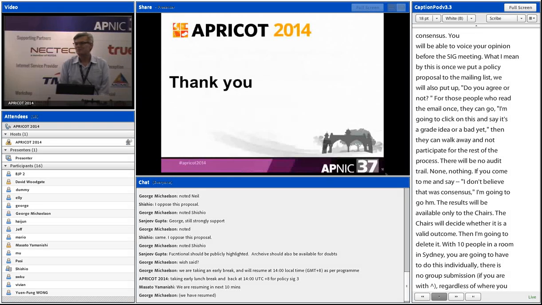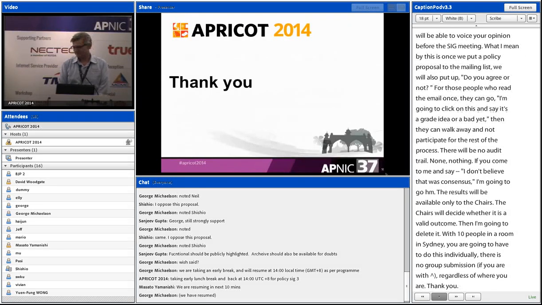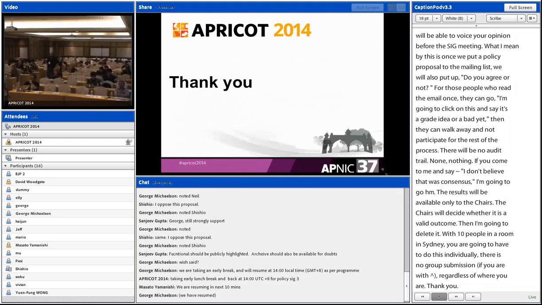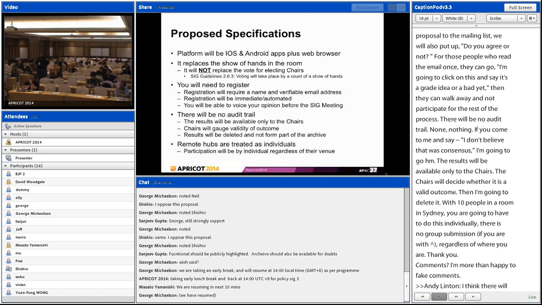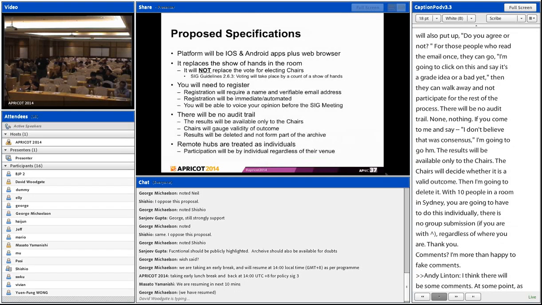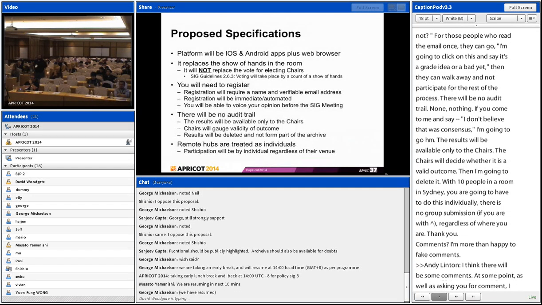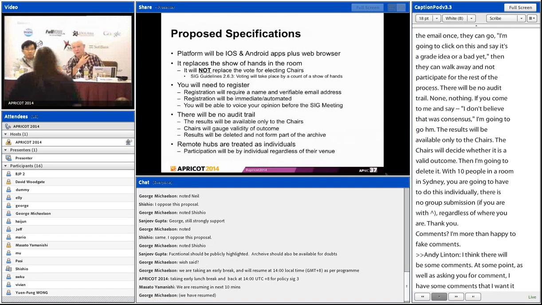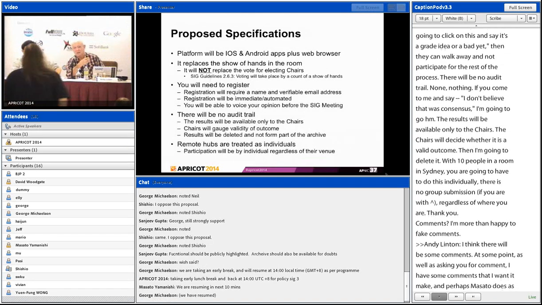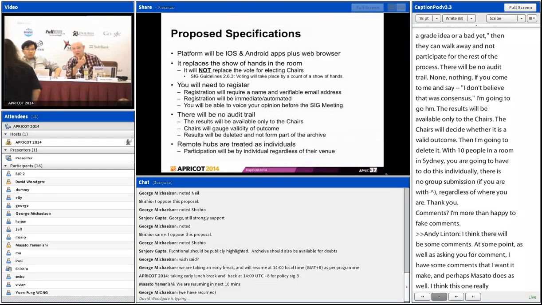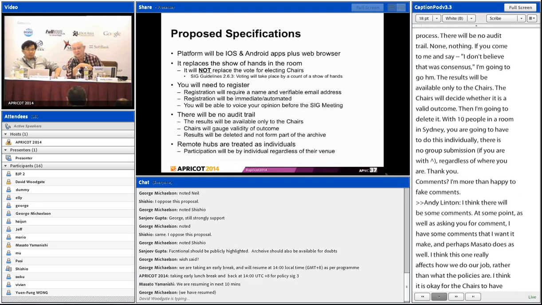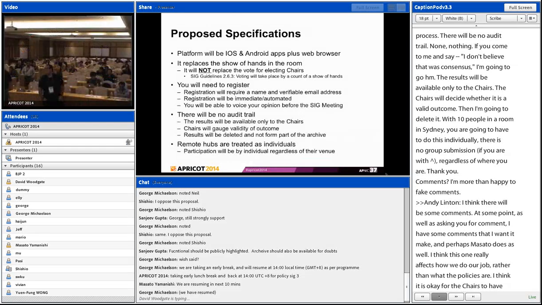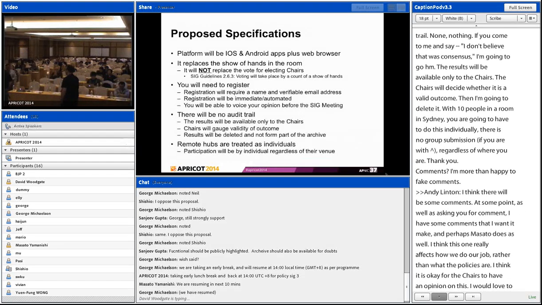Comments? I'm more than happy to take comments. I think there'll be some comments, and I think at some point, as well as asking you for comments, I know I have some comments that I want to make, and perhaps Masato does as well, because I think this one really affects how we do our job rather than what the policies are. So I think it's okay for the chairs to have an opinion on this, but I'd love to hear from the rest of you. David Farmer, Aaron AC, and the University of Minnesota.